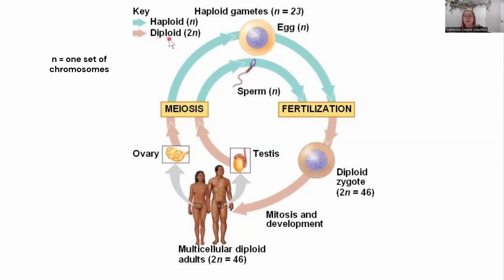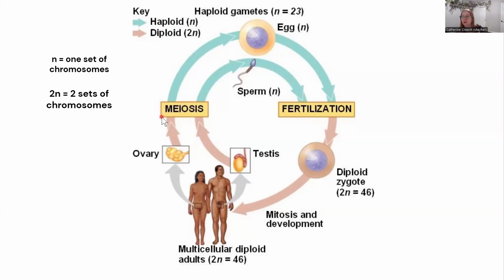The second vocab word is diploid. Diploid means two sets of chromosomes. Think di for two. We write that as 2n. Anything with this peach or pink color is going to be diploid. So all of these stages in the life cycle are diploid.